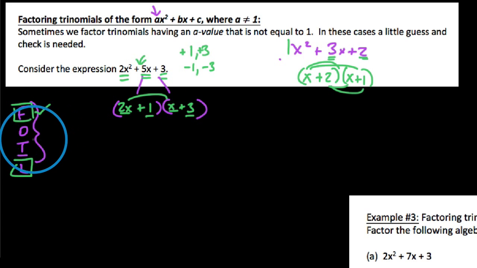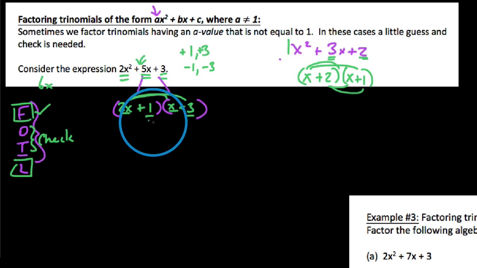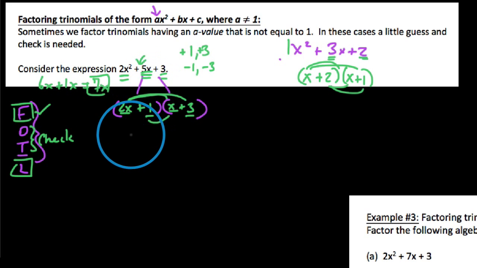So here's where this little guess and check comes in. You get your first two in, your last two in, and then what we always need to do is check the O and the I. So I'd get 2x times 3, which would give me a 6x. And on the inner, I would get 1 times x, which is a 1x. And when I add those up, I get 7x. And the thing here is I don't need a 7x in the middle. I need a 5x in the middle.